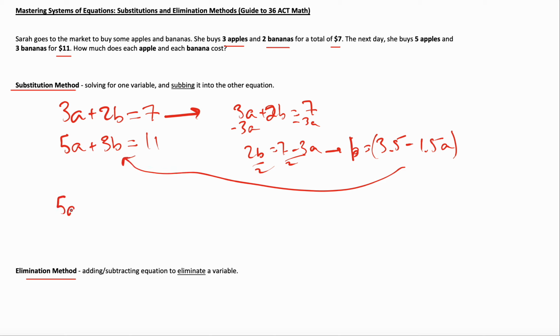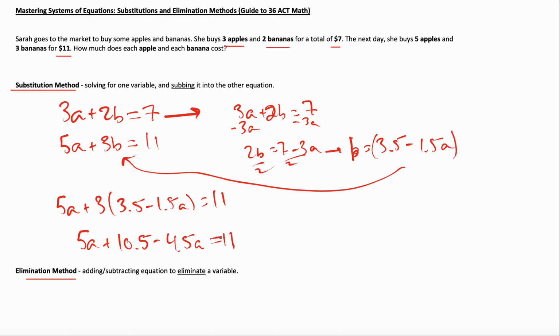So I have 5a plus 3 times (3.5 minus 1.5a) equals 11, because I'm using this equation. Then we can distribute the 3, and we get 5a plus 3 times 3.5, which is 10.5, minus 3 times 1.5, which is 4.5a, equals 11.